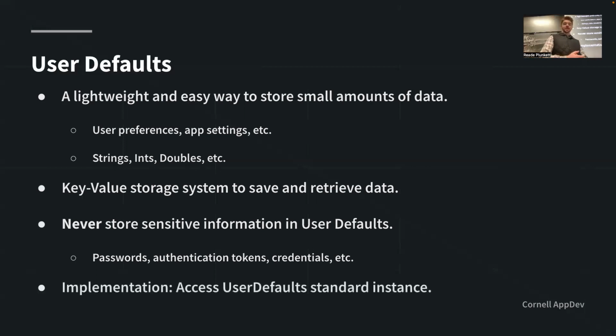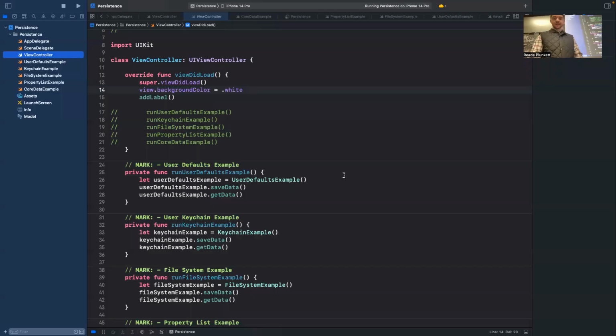For the implementation of user defaults, essentially, we're going to access it using a standard shared instance. And I'll show you how to do that right now. Hopefully you've all had time to get the starter code if you want to follow along. It should look like this.